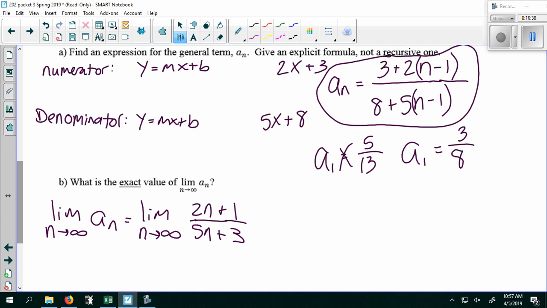What is the limit as n goes to infinity of 2n plus 1 over 5n plus 3? Yeah, 2 over 5. So that is one of those pre-calculus things you learned about end behavior. When you have a rational function and the numerator and the denominator have the same degree, the limit is the ratio of the leading coefficients.